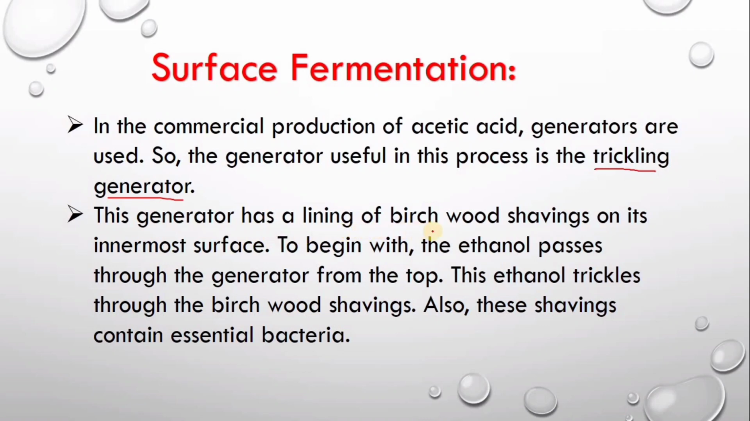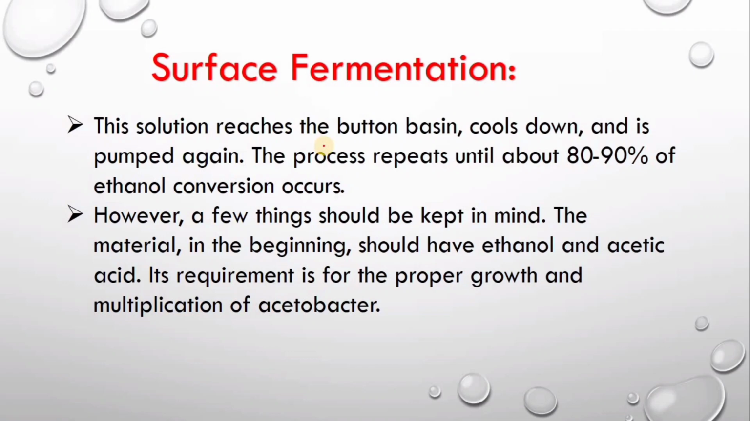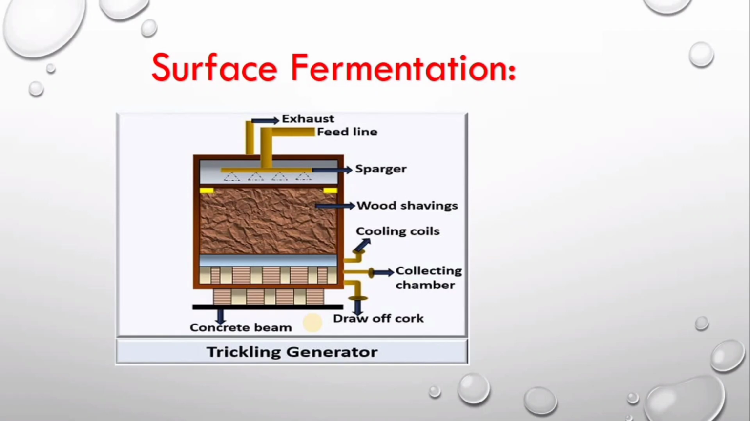This generator has a lining of birchwood shavings on its innermost surface. To begin with, the ethanol is passed through the generator from the top, and this ethanol trickles through the birchwood shavings. Also, these shavings contain essential bacteria. This solution reaches the bottom basins, cools down, and is pumped again. The process repeats until about 80 to 90% ethanol conversion occurs. However, a few things should be kept in mind. The starting material should have ethanol and acetic acid. This is required for the proper growth and multiplication of acetobacter. This is the diagram of the trickling generator.